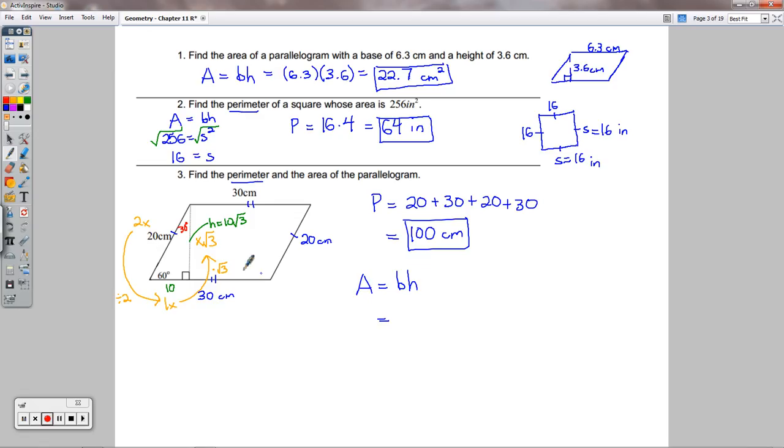But the base of the parallelogram was 30. The height connecting the parallel parts is going to be 10 times the square root of 3. So you have 30 times 10 square root of 3. And then to the nearest tenth, that would be 300 times the square root of 3. That typed into a calculator would give you 519.6, approximately that many centimeters. And this is area, this is going to be centimeters squared.